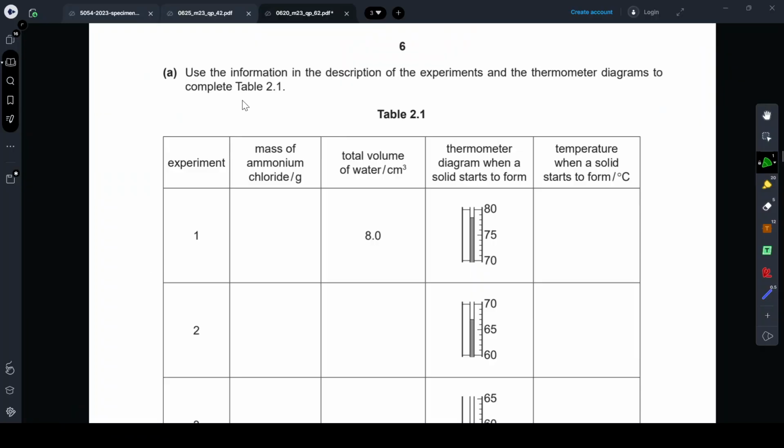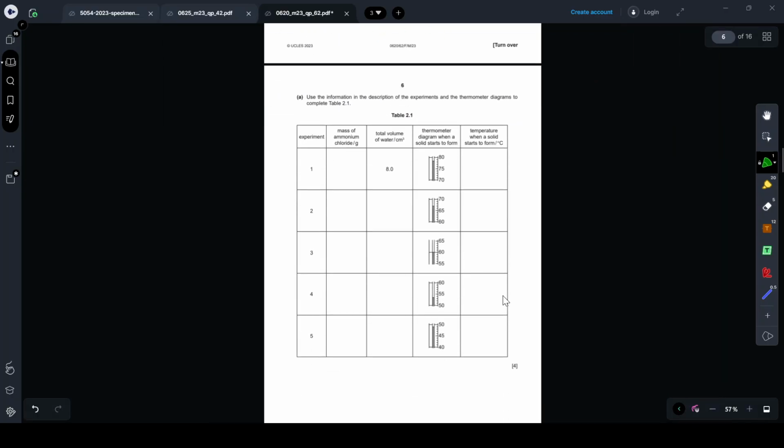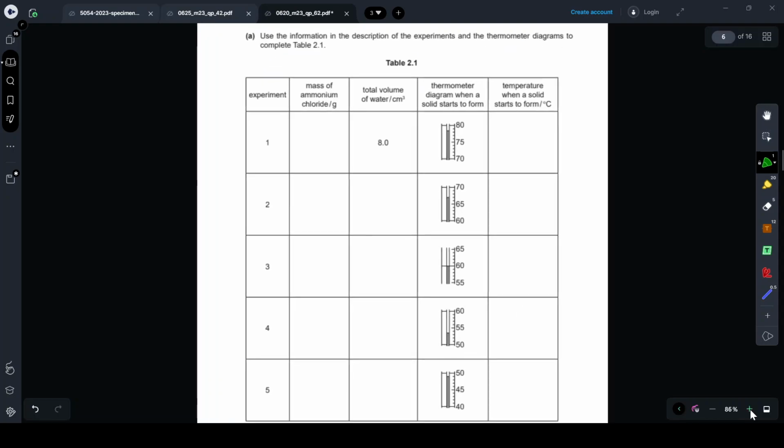Okay. Use the information in the description of the experiments and the thermometer diagrams to complete table 2.1. You might want to zoom out a little for this. Yeah, just a sec. Can you read? Yeah, I can read. Or is this better?